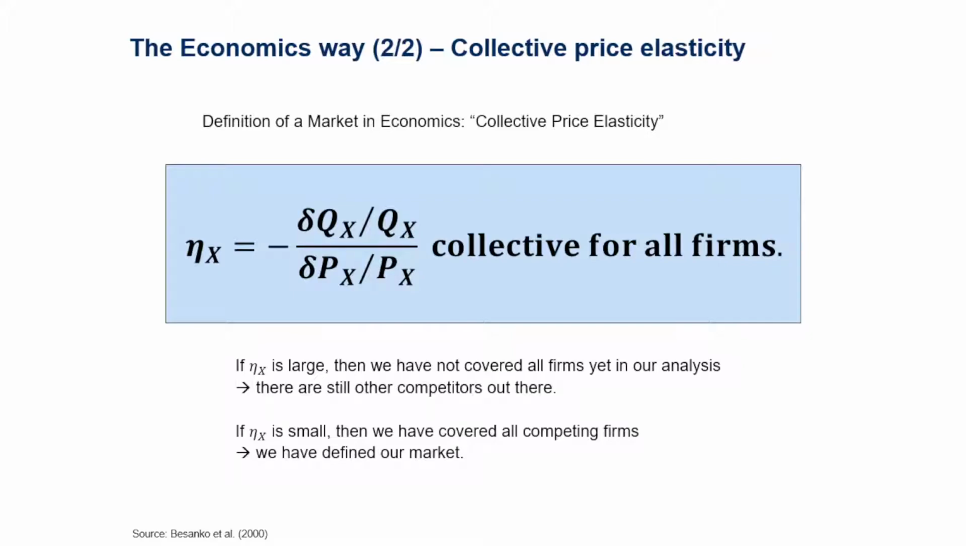Now, if we miss a company, then this change in quantity will be large. So if all the companies that we have in our analysis change the price, and then the quantity drops because of the price increase, that means that customers go to another company. So there must be another company in the market that we have forgotten in our analysis. But if this is small, then we have covered the full market.